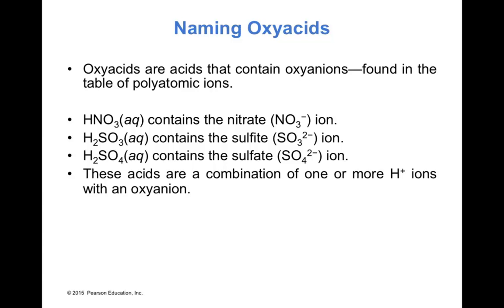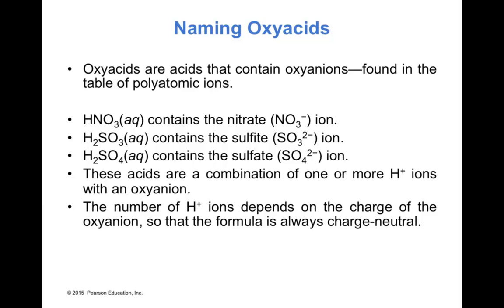These acids are a combination of one or more hydrogen ions with an oxyanion. The number of H positive ions depends on the charge of the oxyanion, so that the formula is always charge neutral. As you can see here, nitrate as an ion has a -1 charge. So that's why you need to combine the nitrate with one hydrogen to produce HNO3.